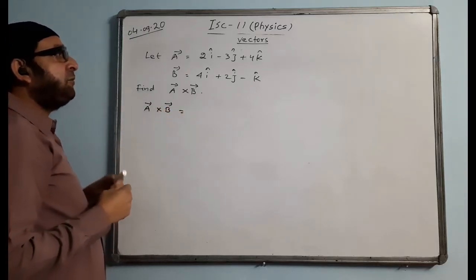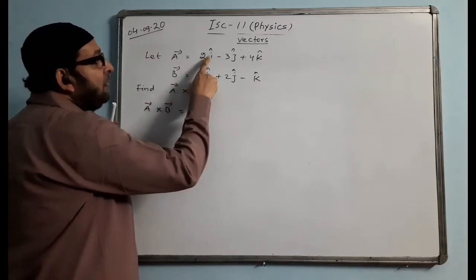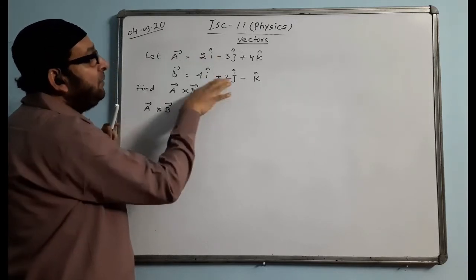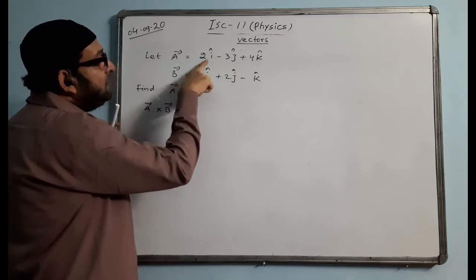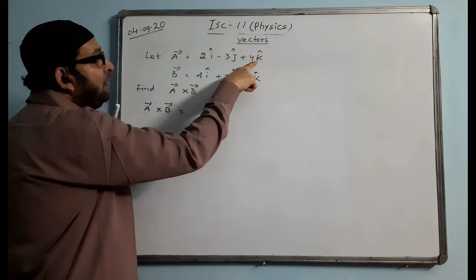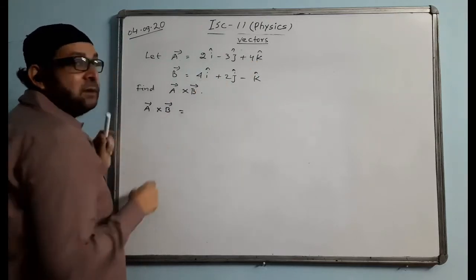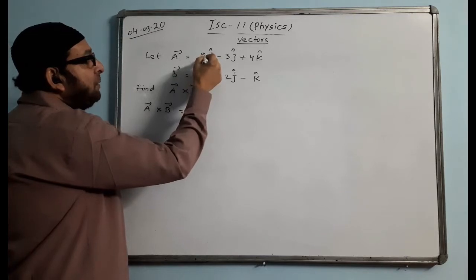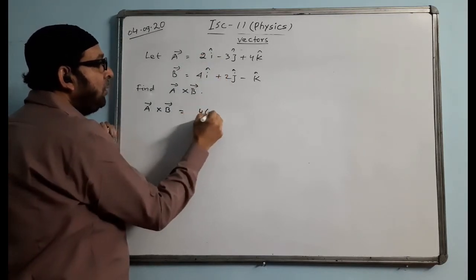A cross b we need to find out. We will not multiply the same things because we know I cross I gives the answer 0. So we will not multiply them. We will multiply different things. This with this will multiply, and this with this. We will not multiply the same thing. Let us multiply the numbers first along with the sign. Plus, 2 twos are 4.